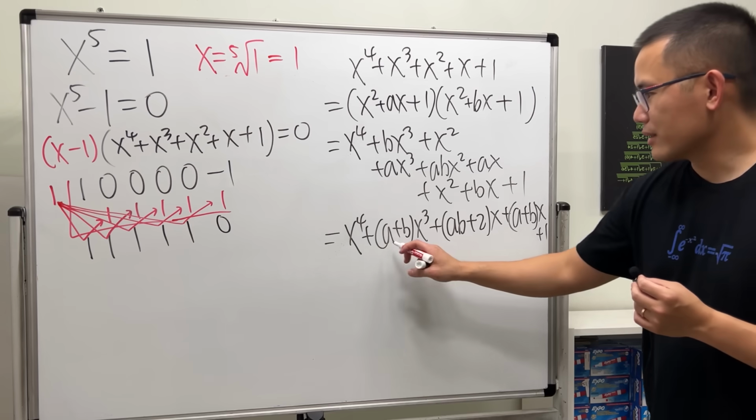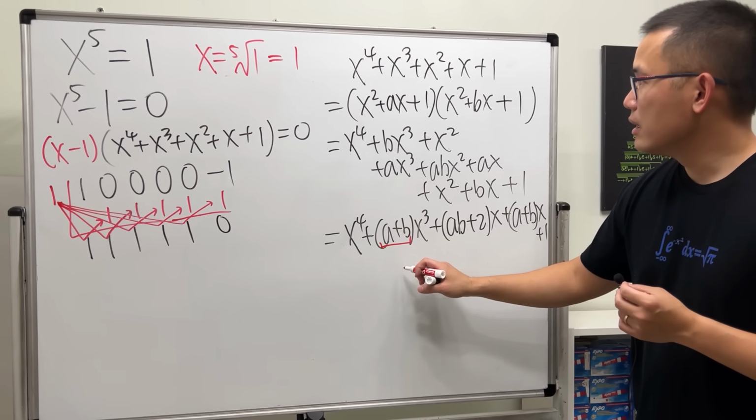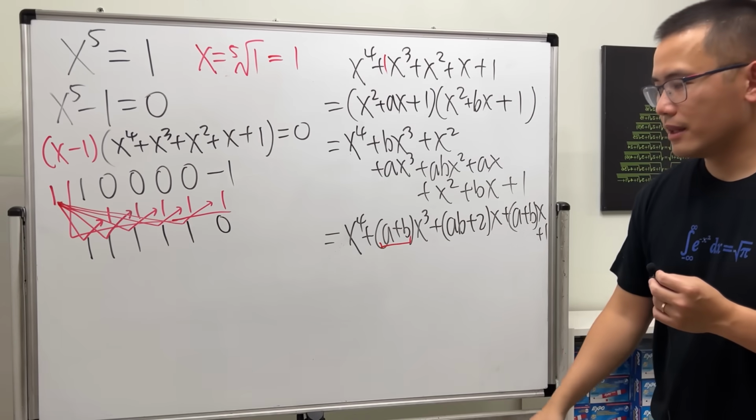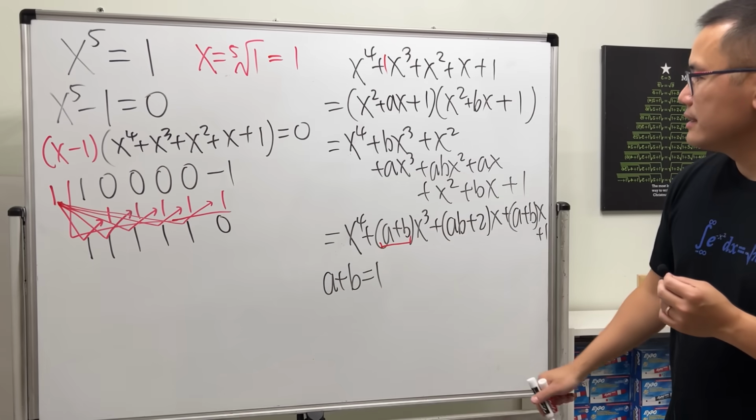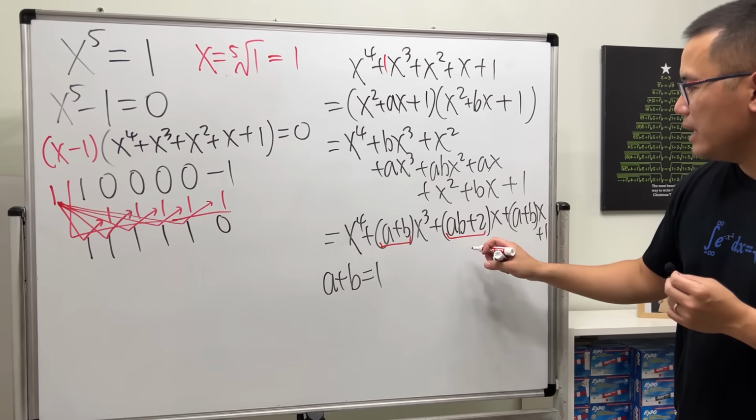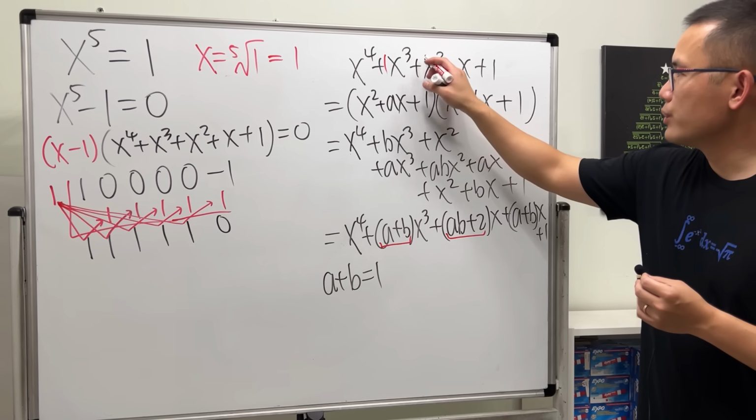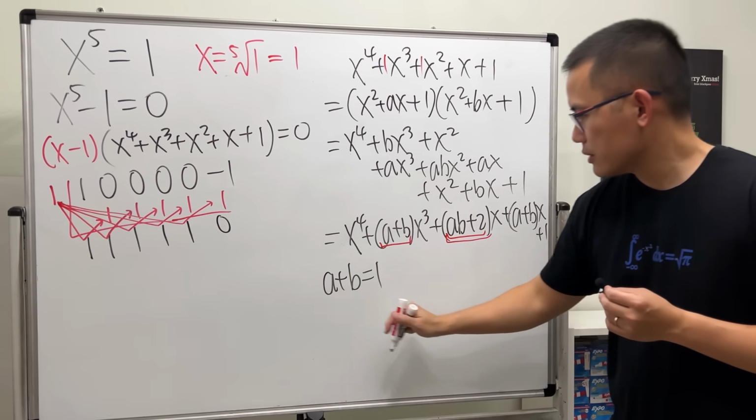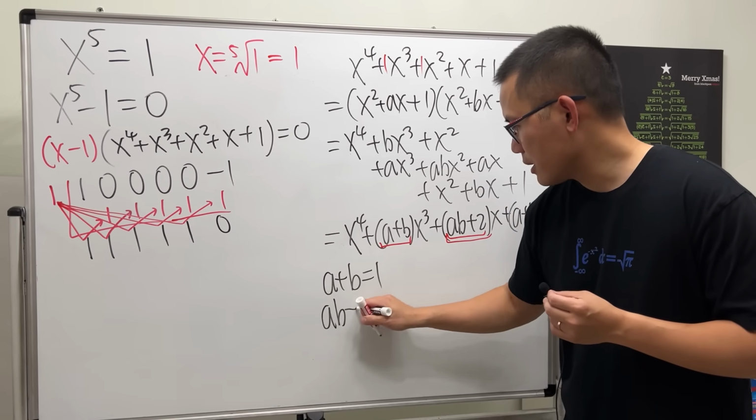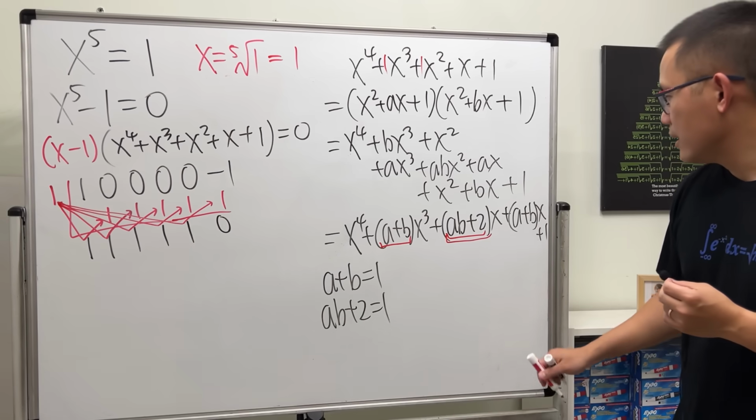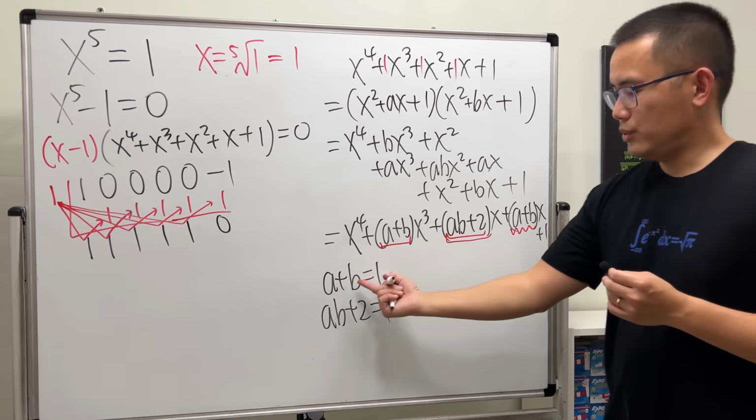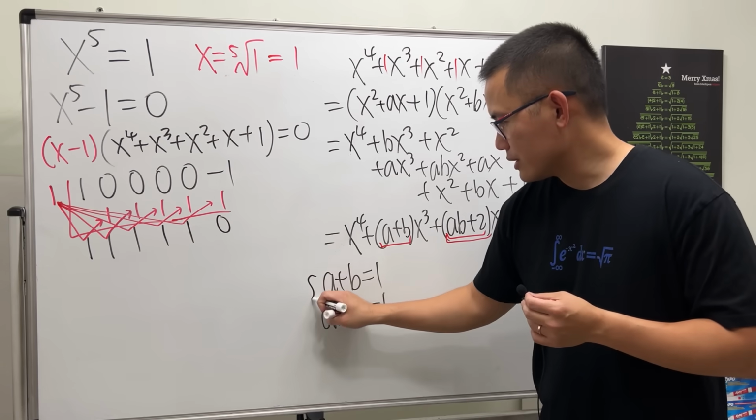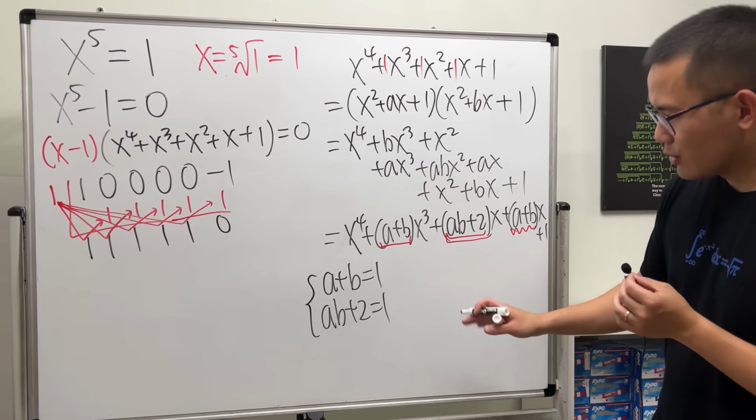Okay, now check this out. We have a plus b. That should be equal to 1. Right, so that's the first condition. And then next, we have this: ab plus 2 has to be equal to this 1. So the second condition, ab plus 2 equals 1. Lastly, ab plus 1 is equal to this 1, which we already have. So we just have to look at these. Not so bad, huh?